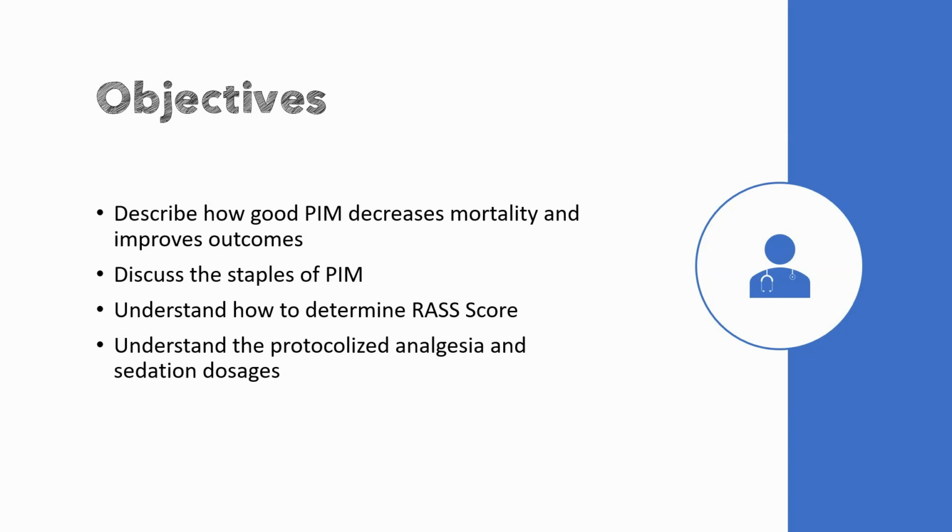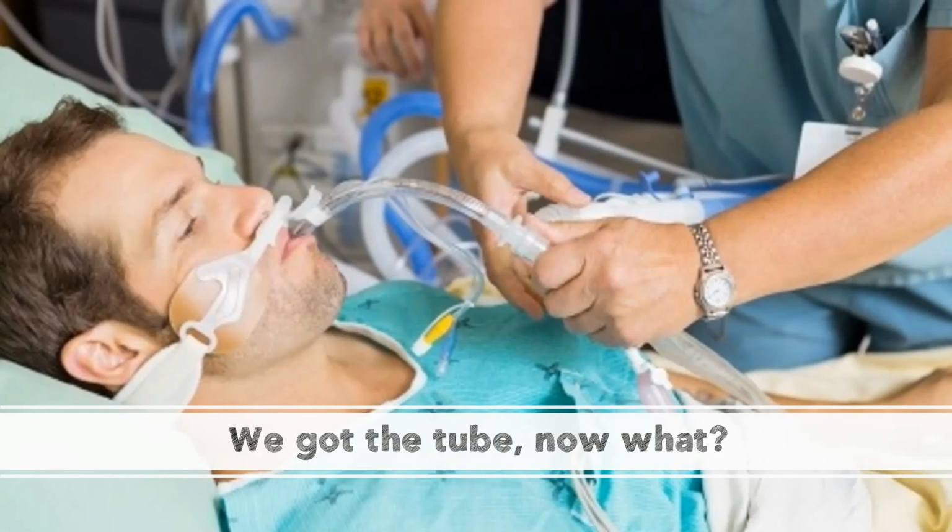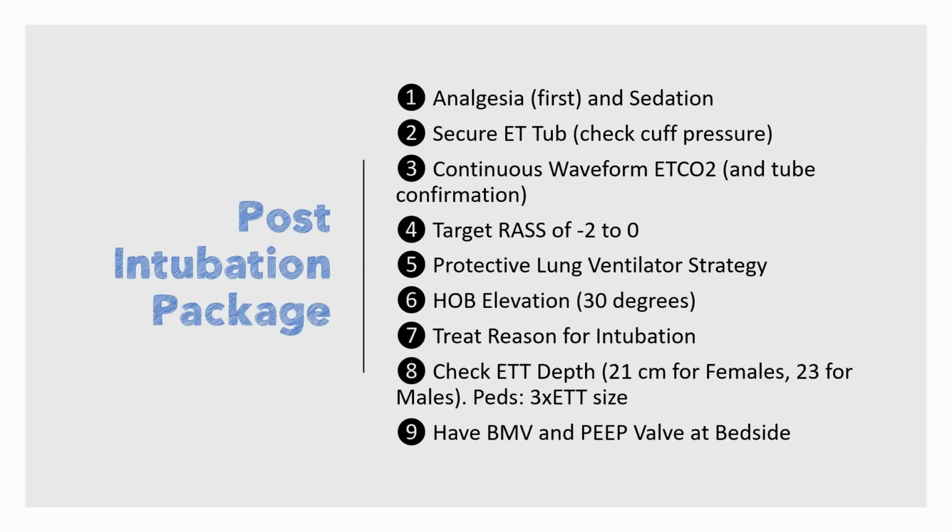We're going to talk about a few staples, or a package, of post-intubation management and understand how to determine a RASS score. And we'll talk about the new protocol for analgesia and sedation dosages. So we've got the tube. Now what? We've spent a lot of time talking about, thinking about, and practicing how to get the endotracheal tube, but we don't talk about what to do after that.